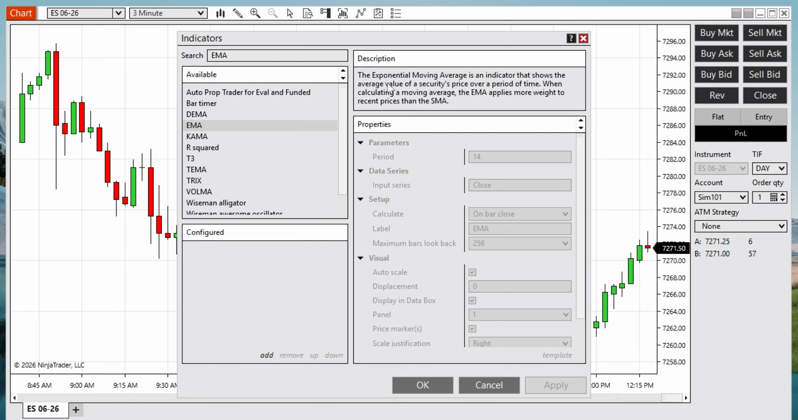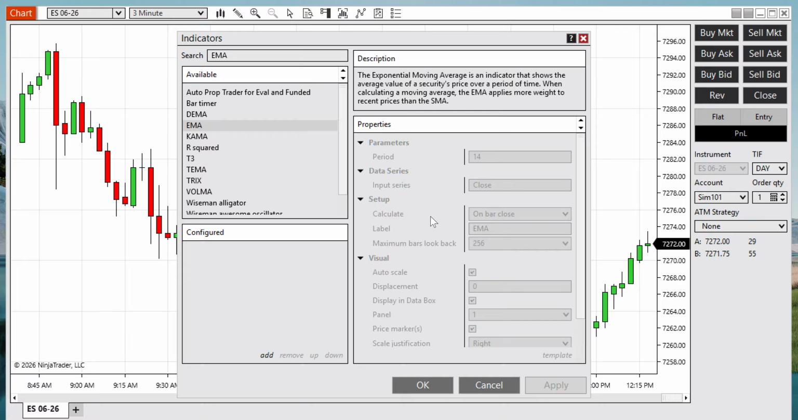It is an indicator that shows the average value of a security's price over a period of time. When calculating a moving average, the EMA applies more weight to the recent price than the SMA. SMA is simple moving average. It's just a straight-up average, and this puts some extra weight on the recent prices.